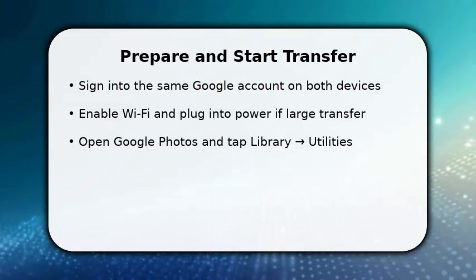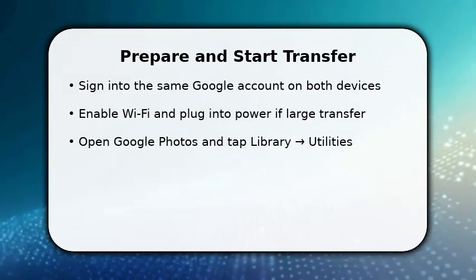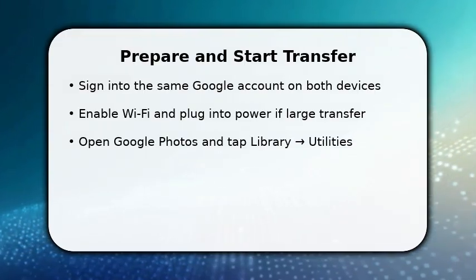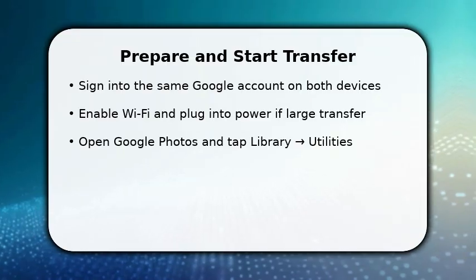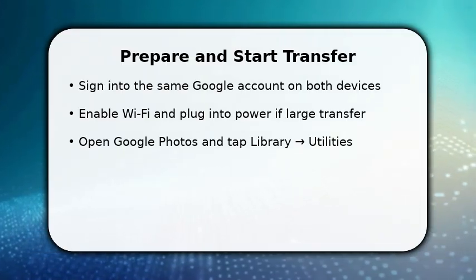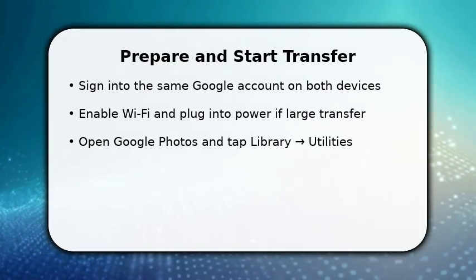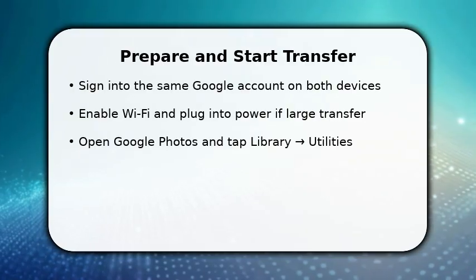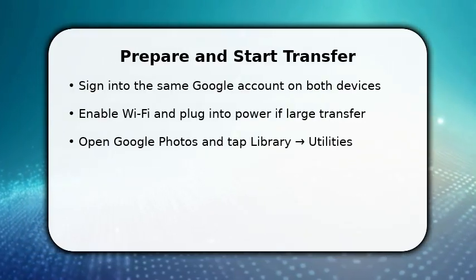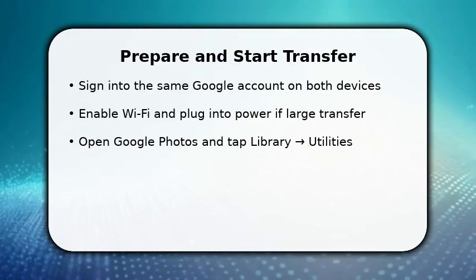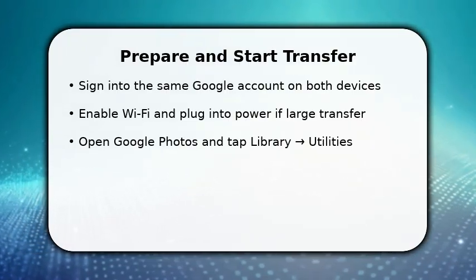You begin by signing into the same Google account on both devices. This ensures photos sync correctly. Once signed in, make sure Wi-Fi is active and the device is charging to avoid interruptions. Open Google Photos, then tap Library and select Utilities to find transfer options. You do this because Google handles permissions and backups at the account level.